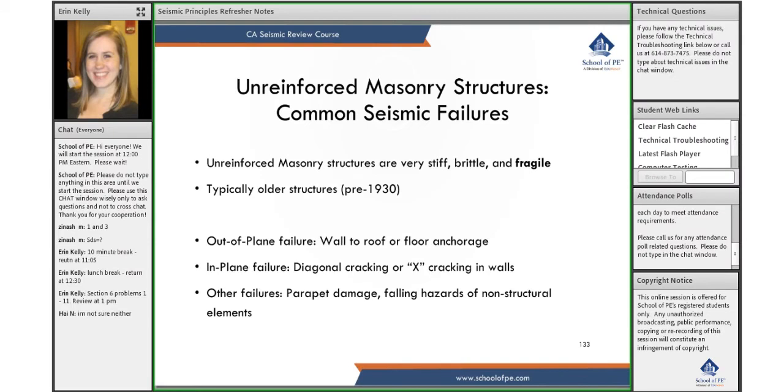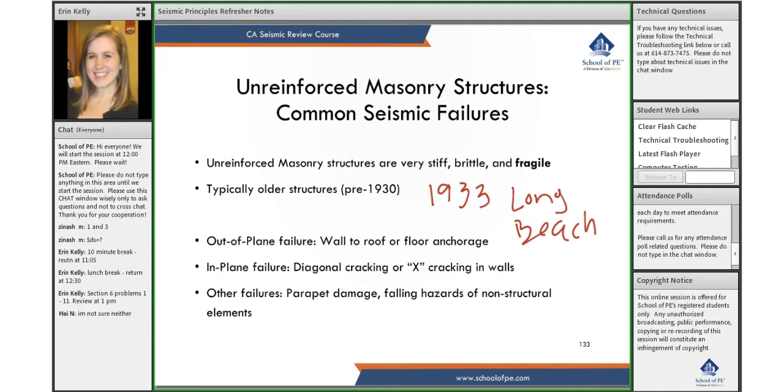So unreinforced masonry are very stiff, brittle, and fragile structures. These are typically older structures. We've talked several times about the 1933 Long Beach earthquake, and that's a really good point of reference for you guys with these structures. They're old. They really stopped building them after the 1933 Long Beach earthquake. And that's when we got the Field Act and all the other stuff we will talk about later this afternoon.